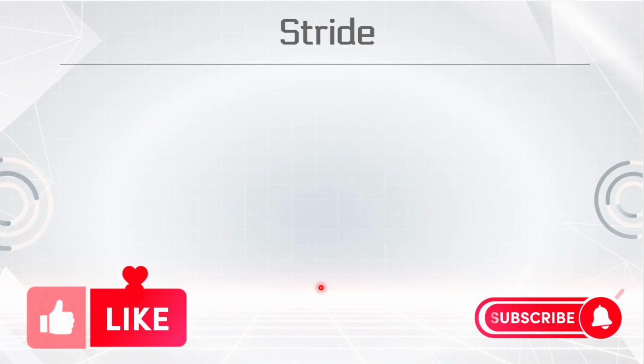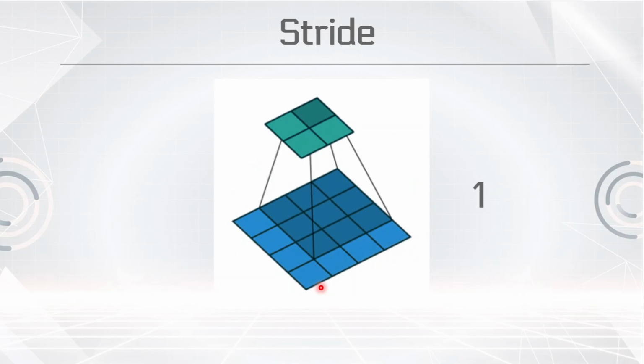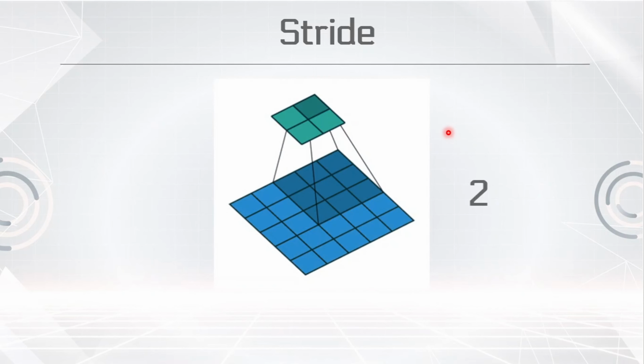The next one is stride. Stride is simply the movement of the kernel. In the animation you see on the screen, the stride is equal to 1. The 3x3 kernel moves 1 pixel to the right and then 1 pixel down and 1 pixel to the right again. If we change the stride to 2, the movement will be like the following. It will move 2 pixels to the right, 2 pixels down and then 2 pixels to the right again. Stride is simply the movement of the kernel.